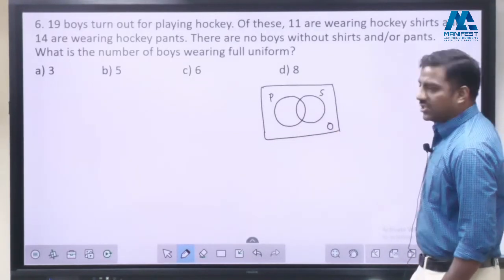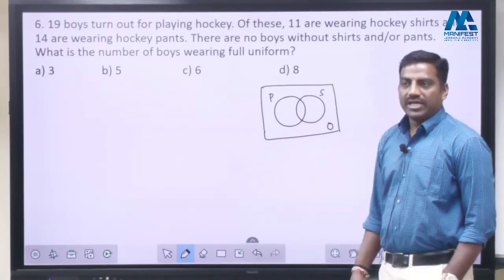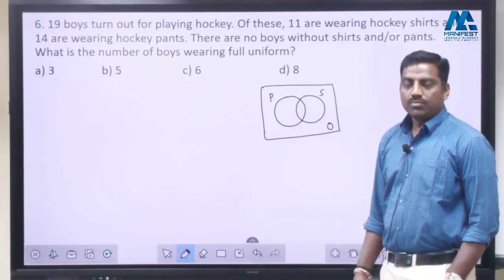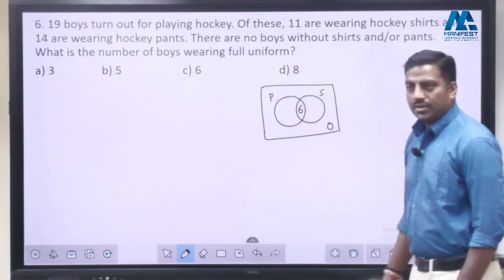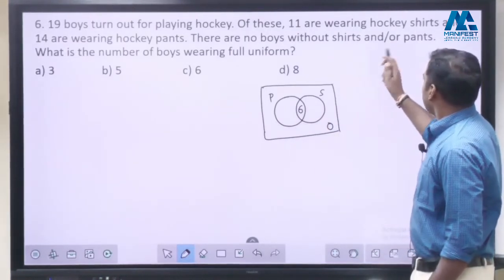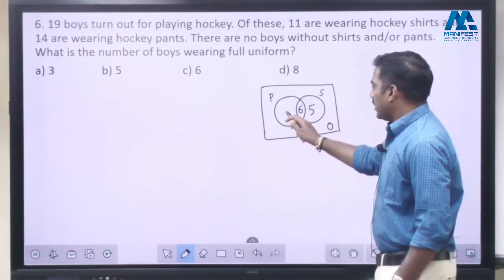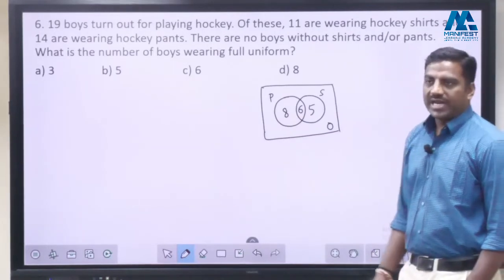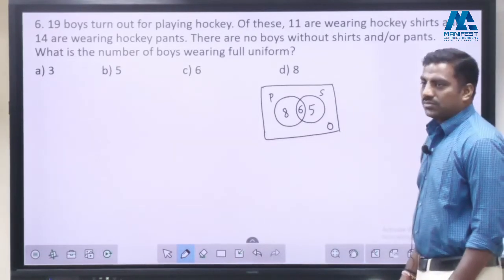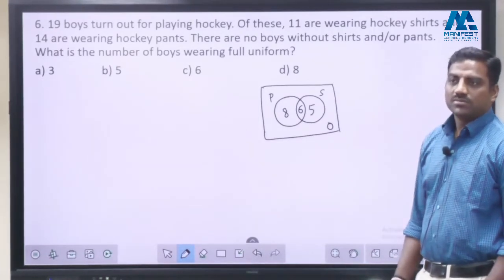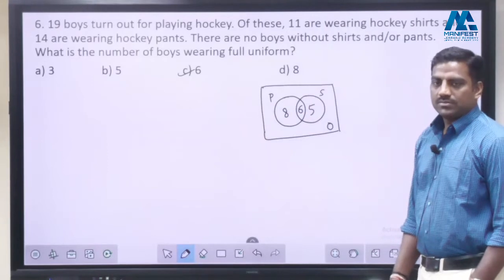So 11 hockey shirts and 14 hockey pants. If you take them exclusively, what is the total count? 25. But we have only 19 students. So 6 have to be common. In shirts, 11, so 5 are remaining. In pants, 14, 8 are remaining. 8 plus 6 plus 5, 19 we have? Yes. Now, what is the number of boys wearing full uniform? 6. Good question, no?